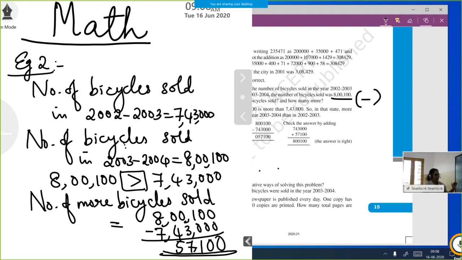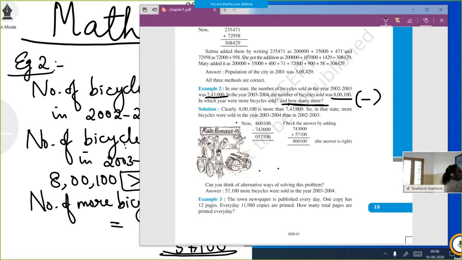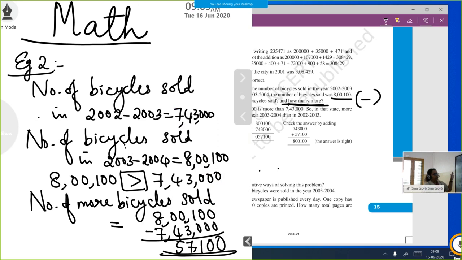You also do it and check the answer with the teacher's answer. Okay, you also do yourself in the working column and find out the answer. 57,100 is correct or wrong. Make sure you have done properly without looking at the board. Number of more bicycles sold means we have the subtraction. The same way, number of less bicycles sold, also the same procedure. Whenever in the question it is given how many more or how many less, we have to do the subtraction, children. So remember that one. Okay.